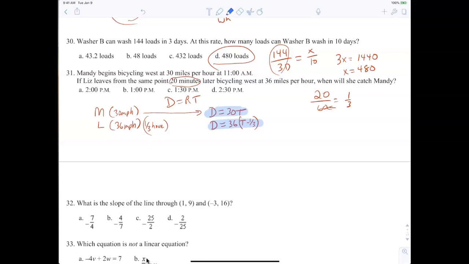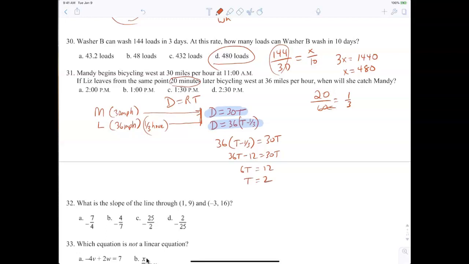And since they want to catch up, when Liz catches up, their distances will be what? Their distance will be the same. So it's just a matter of you saying 36 times t minus 1/3. That distance is equal to this distance. So 36t minus 12 is equal to 30t. So subtract 30t, so 6t equals 12. So it's going to take 2 hours.